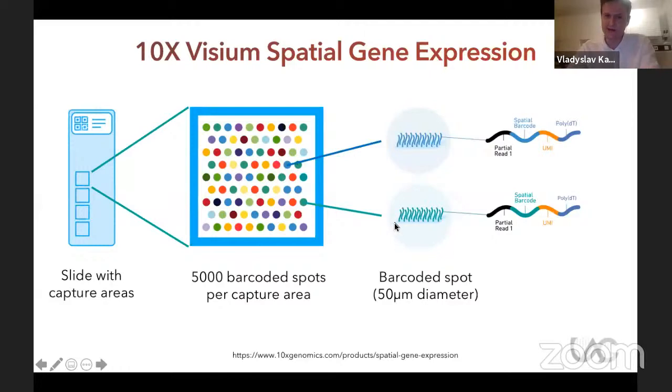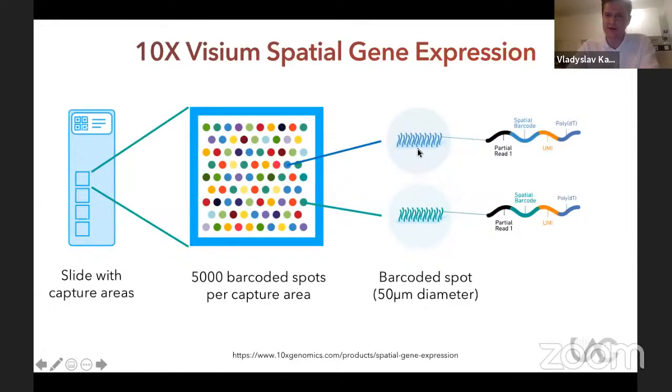So you need to consider whether you want to use it, but it's a nice technique because it has really high throughput and a lot of data generated. But you need to consider whether you want to work with 50 micrometers resolution. So in each of the dots, you will have the primers.